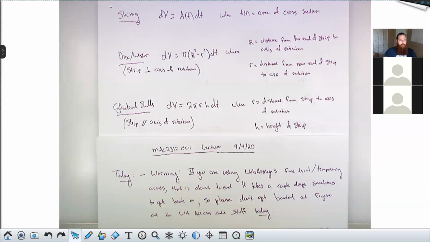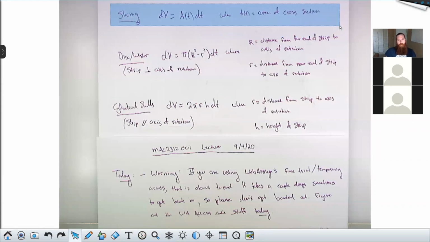So the slicing method. Each of these three formulas, slicing and disk washer, are both from 6.2, and cylindrical shells is 6.3. These are the three methods we have for finding volumes of solids. The slicing method is what we use for solids that don't have rotational symmetry, solids that are not solids of revolution, solids that don't come from revolving this region about this line.